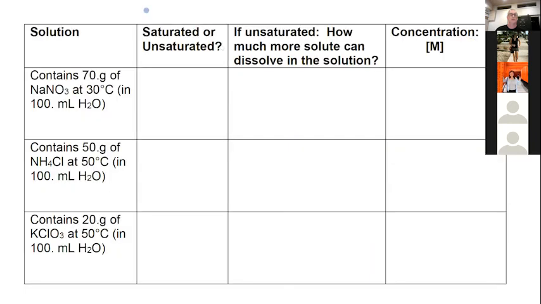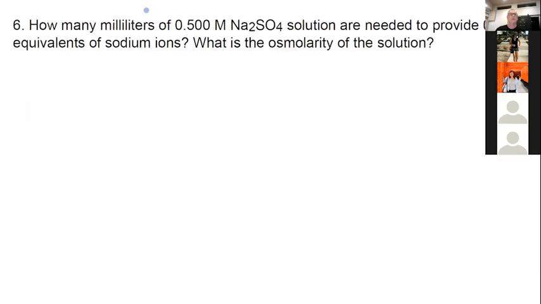All right. Now 6. That's where we deal with osmolarity for the first time. So we're asked for equivalents. We need to provide that many equivalents of sodium ions. So what's an equivalent of sodium ions?